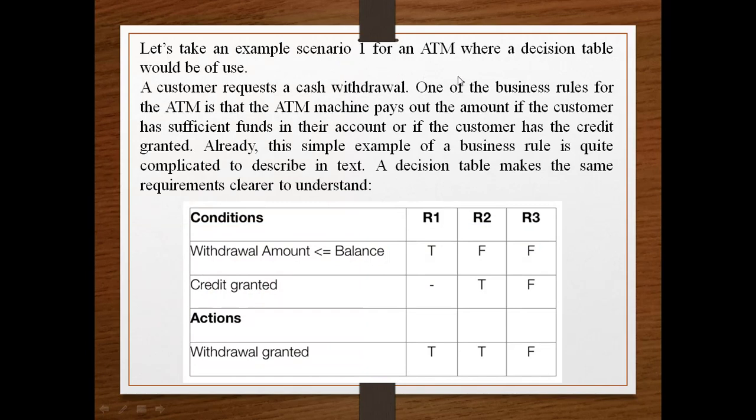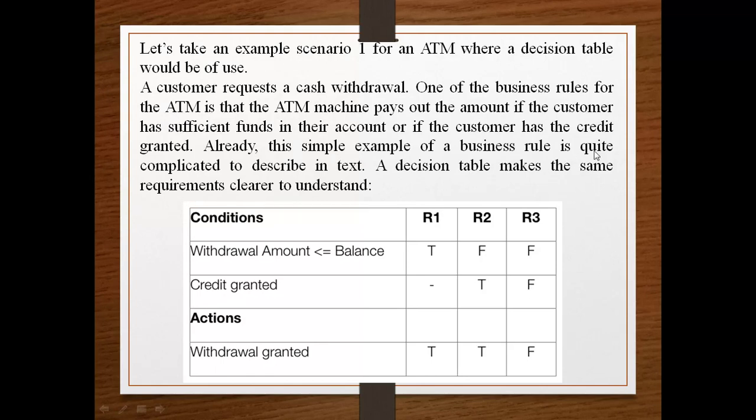Now the ATM says that a customer is requesting a cash withdrawal. One of the business rules for the ATM is that the ATM machine pays out the amount if the customer has sufficient fund in their account, or if the credit is granted already.